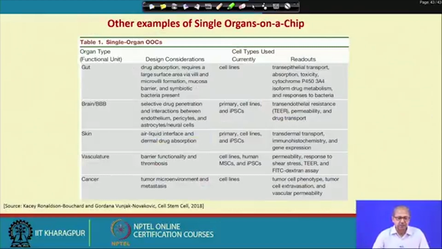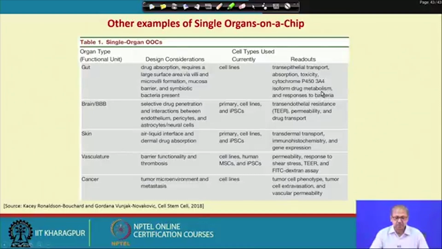So, in that way a lot of other organs are developed in organ-on-chip modules, like gut, blood brain barrier, skin, vasculature and cancer models. In the gut, the design considerations are drug absorption with a large surface area via the villi, microvilli formation, the mucosal barrier, and symbiotic bacteria, means the microbiome present in our gut. Then cell lines are used, say CACO2 cells, and the readouts are transepithelial transport, absorption, toxicity, cytochrome P450 3A4 isoform drug metabolism and response to bacteria.